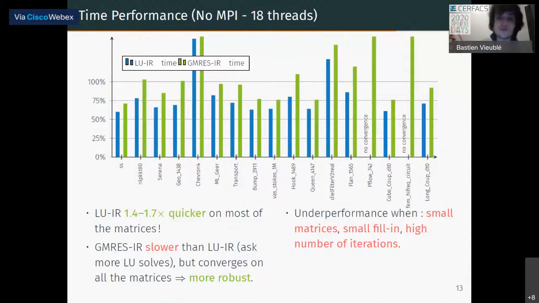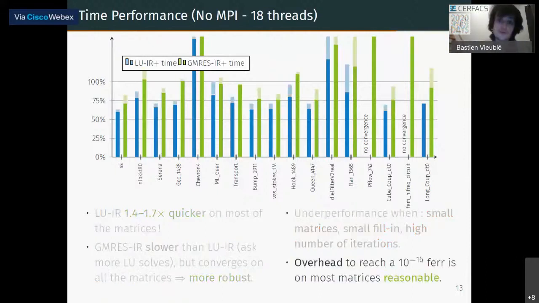Both LUIR and GMRIR are gaining most of the time over DMUMPS, but sometimes they are underperforming. And this may be due to small matrices or small fill-in, which makes the computation of the solve and the matrix-vector product operations heavier in comparison to the factorization. Said in another way, it means that the refinement steps cannot be considered negligible in comparison to the factorization. And also it could be due to a high number of iterations required for convergence. If we consider now using the plus variant to have a better accuracy, we will add an overhead as well on time, which is on most of the matrices reasonable.